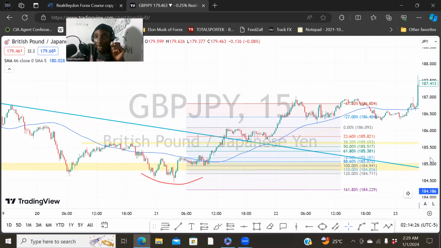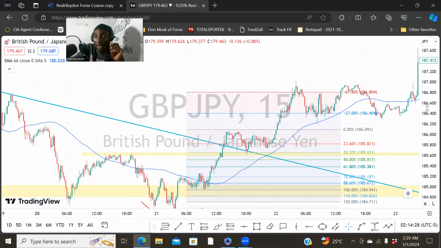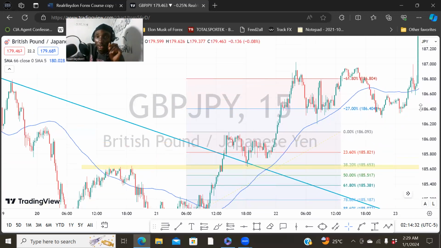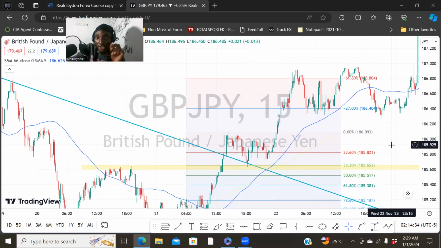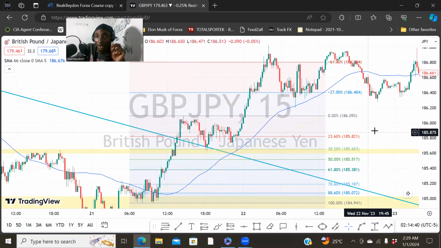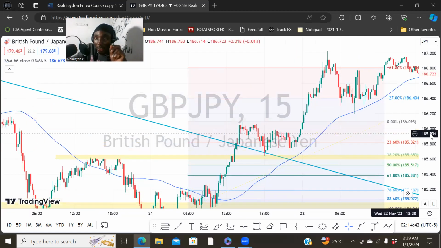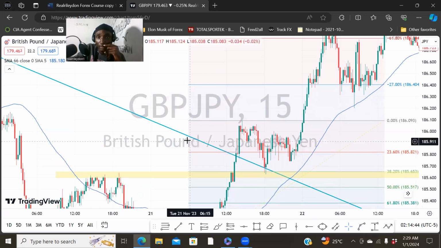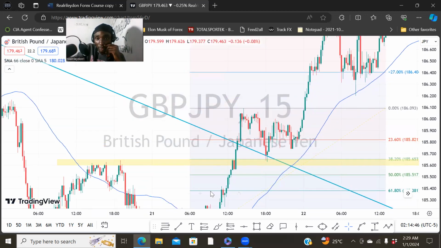You never try to predict. You never try to tell the market what to do. The market will always tell you what to do. So you flow with the market. You always try to flow with the market. Never try to go against the market. If the market is going up, you're looking to buy. If the market is going down, you're looking to sell. Okay, cool.